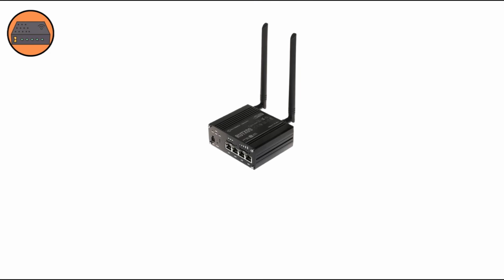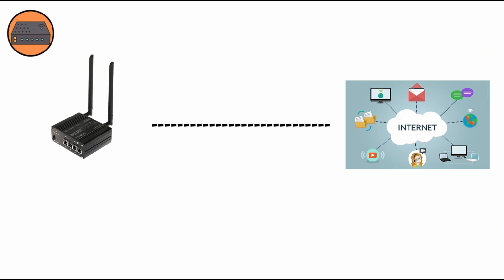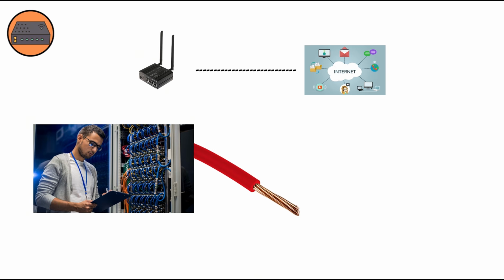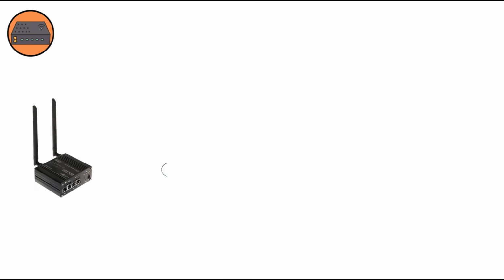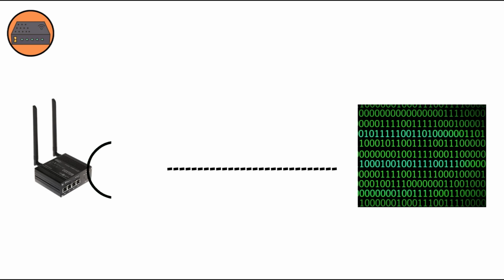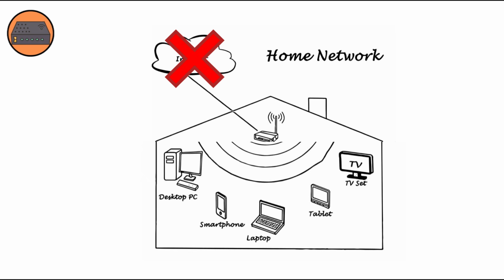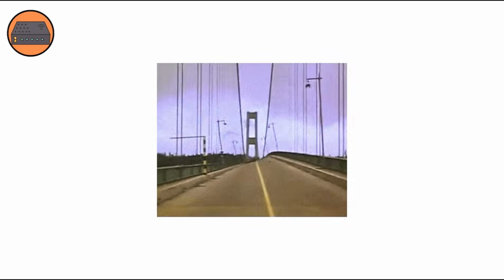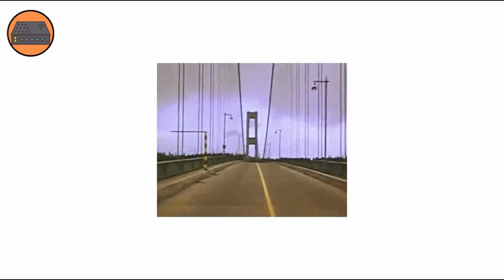Modem. The modem is the device that connects your home to the internet. Your internet provider runs a cable, fiber line, or signal into your home. The modem takes that incoming signal and translates it into something your devices can understand. Without the modem, your home network has no connection to the outside internet at all. It's the bridge between your internet provider and everything inside your house.